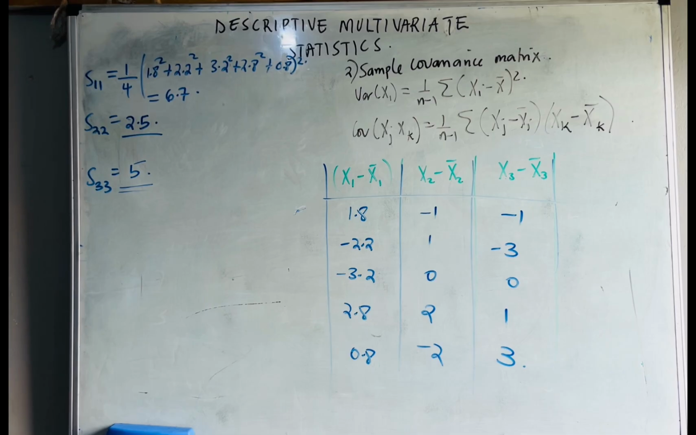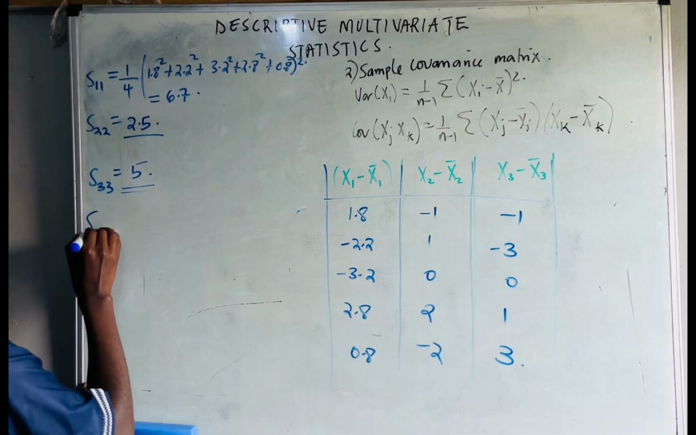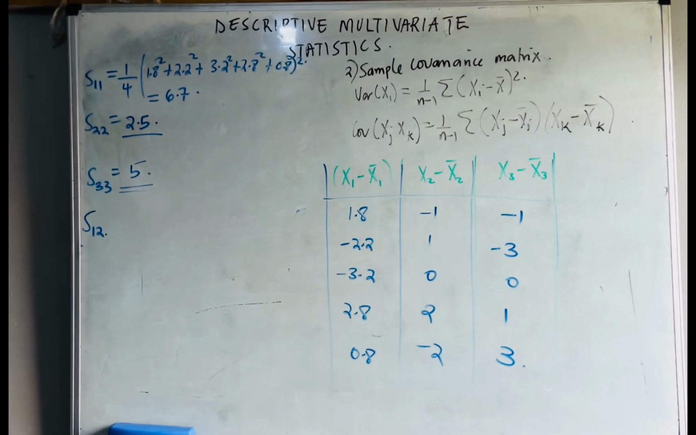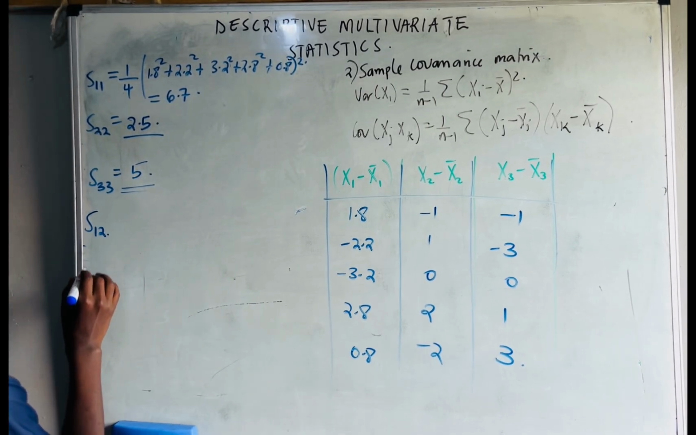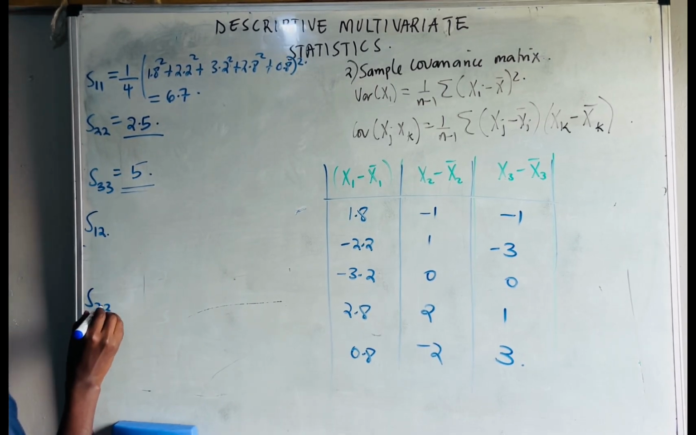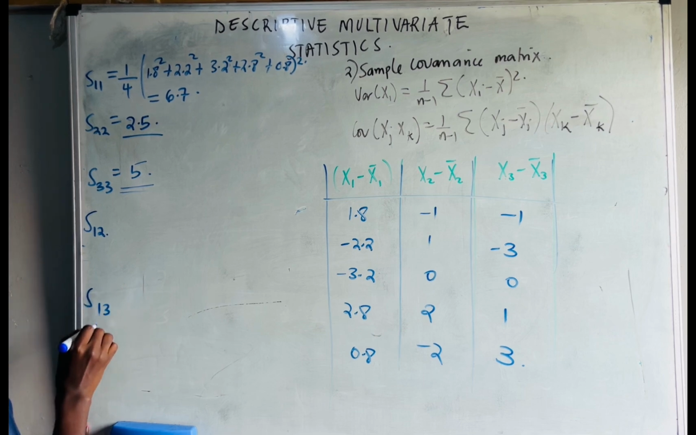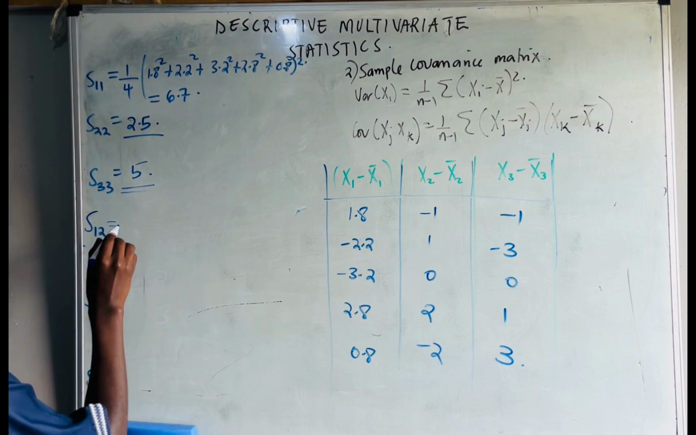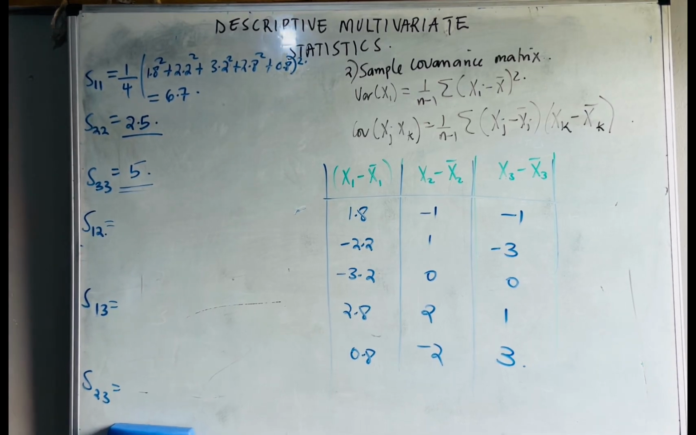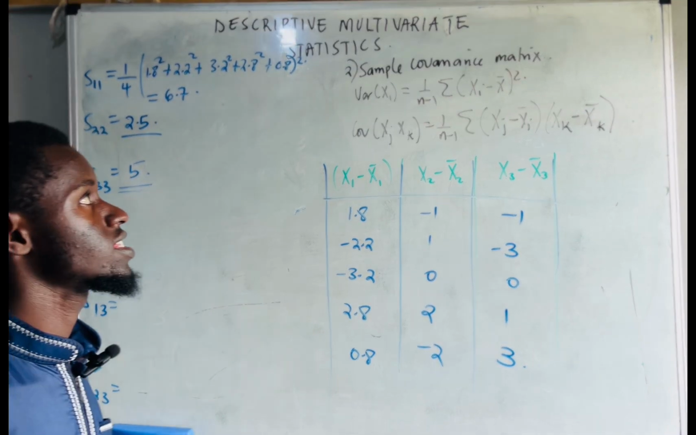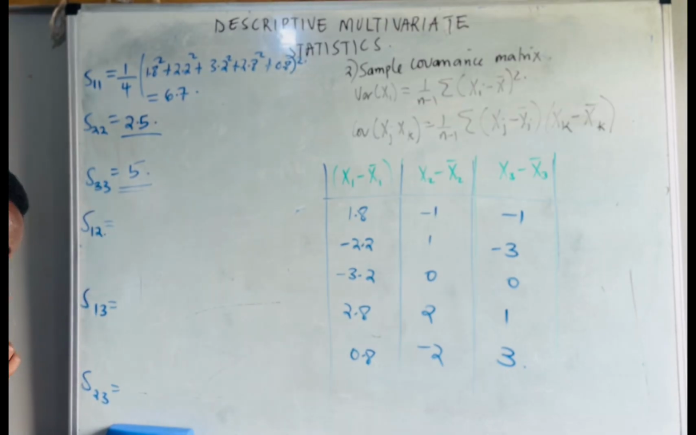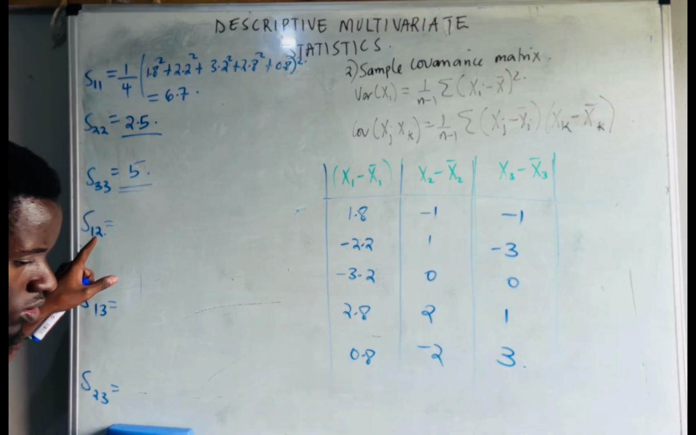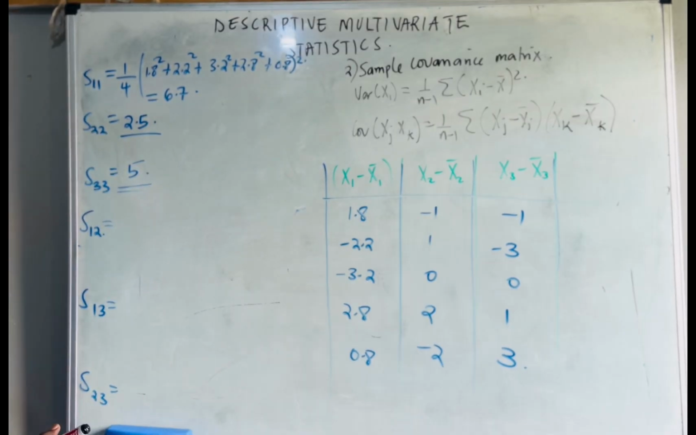Now our task is finding the covariance. We need to find out S12. S12 is the same as S21. Yes. Then we also need to find S23. So S13 and then S23. If I'm able to have these three, we shall be done with our work of finding the sample covariance matrix. Now, if we begin with the covariance of 1, 2, let us begin with 1, 2.